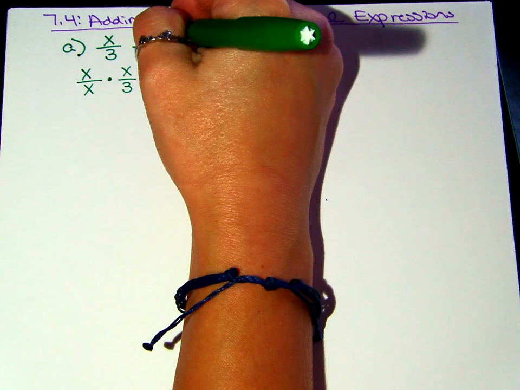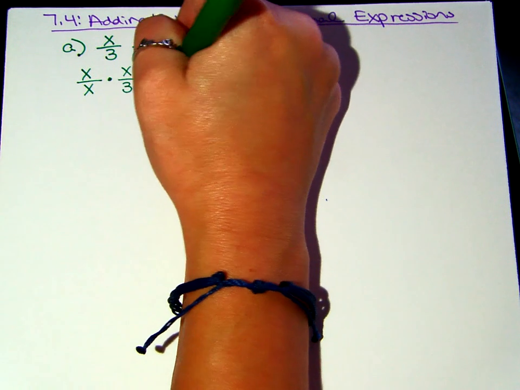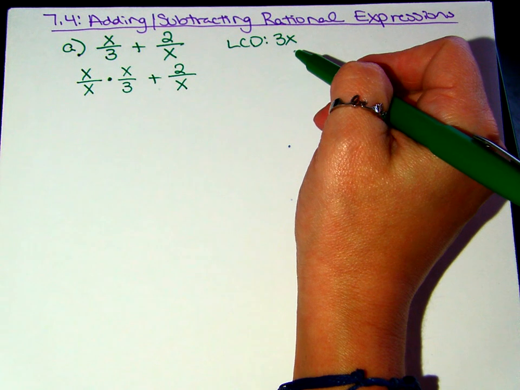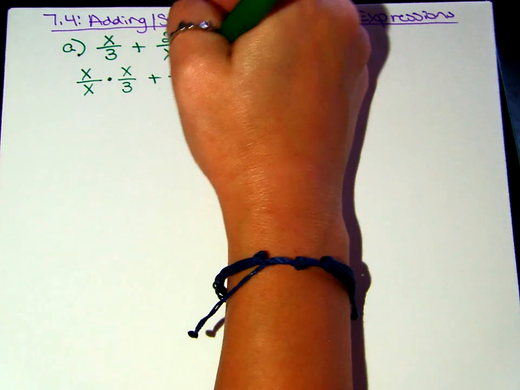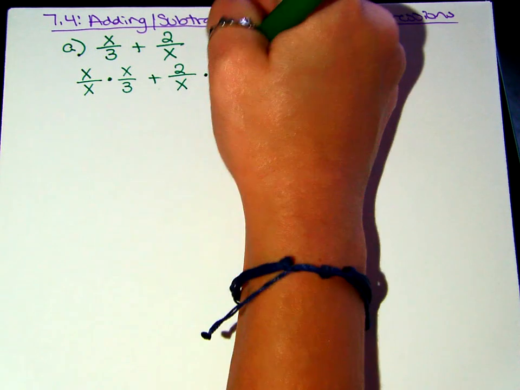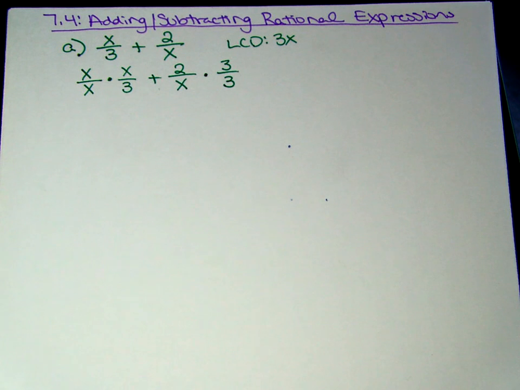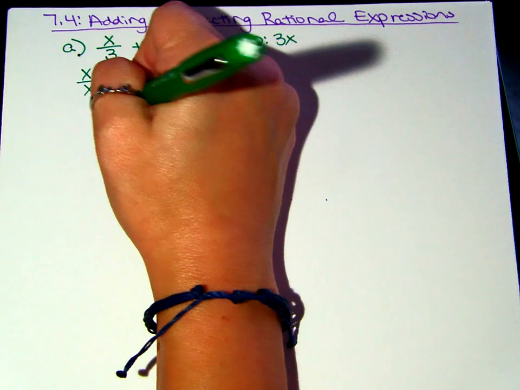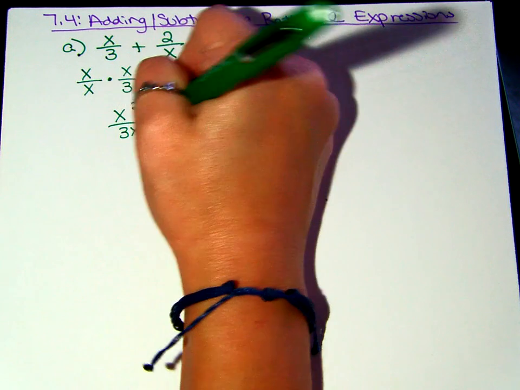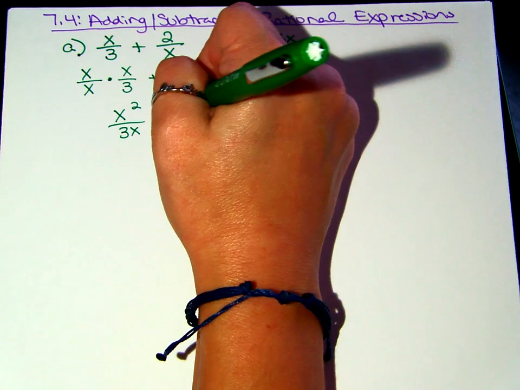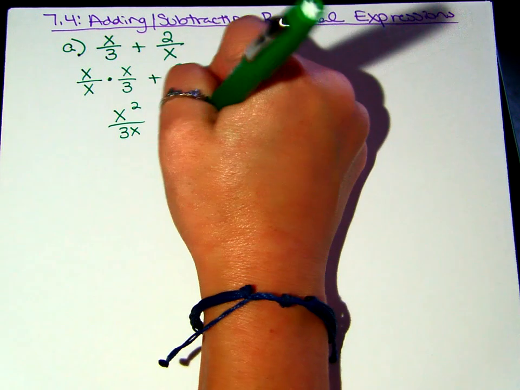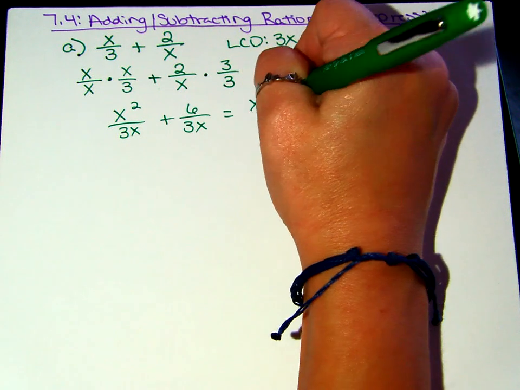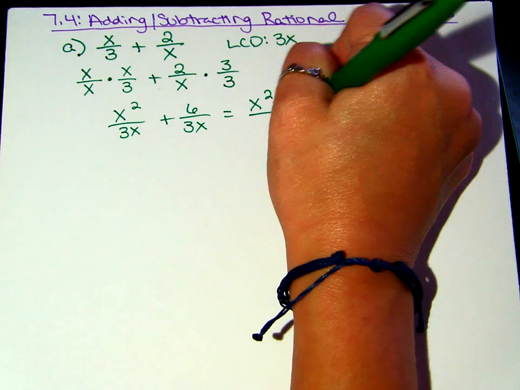Over here for the 2 over x, what is that denominator missing if I'm trying to get to 3x? The 3. So I'm going to multiply the top and the bottom by 3. Remember, when you multiply fractions, you multiply straight across the top, so you'll end up with x squared over 3x plus 2 times 3, which is 6, over 3x. Once they have a common denominator, then you can add straight across the top, or subtract depending on what your problem is stating.